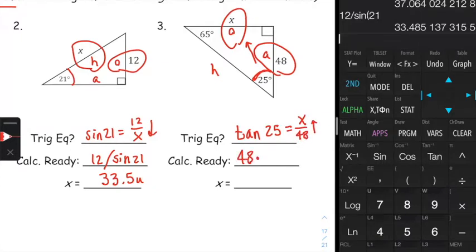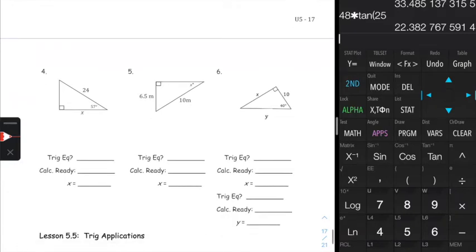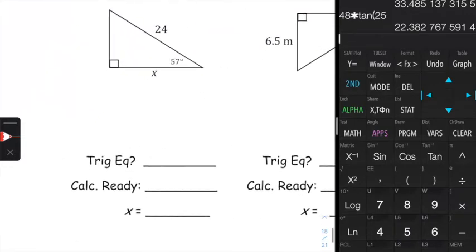X is in the numerator, so we would need to multiply both sides by the 48. And then you get 22.4 after you round up. So yeah. All right, a couple more here. I guess I got 2 more. I got one here at the end where you actually solve for both x and y, but we'll get to that here in a second.